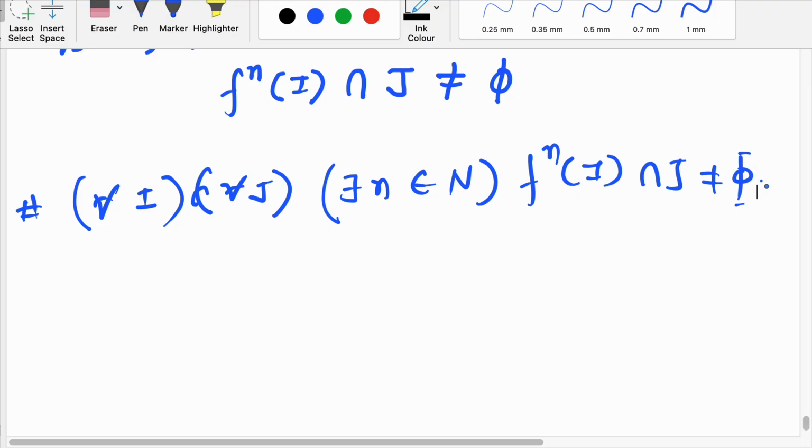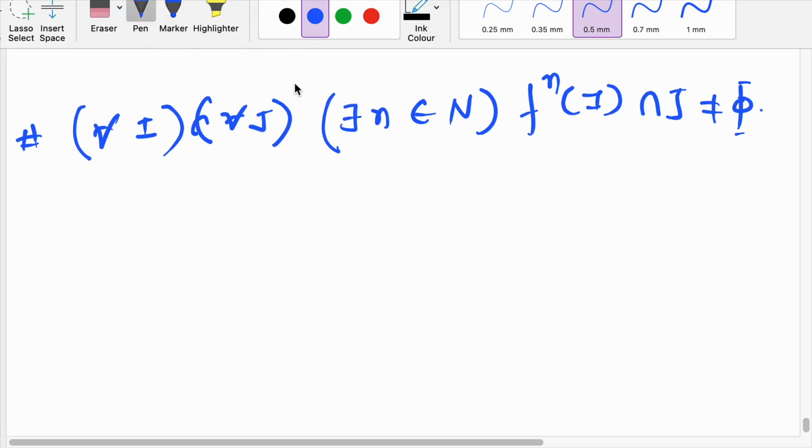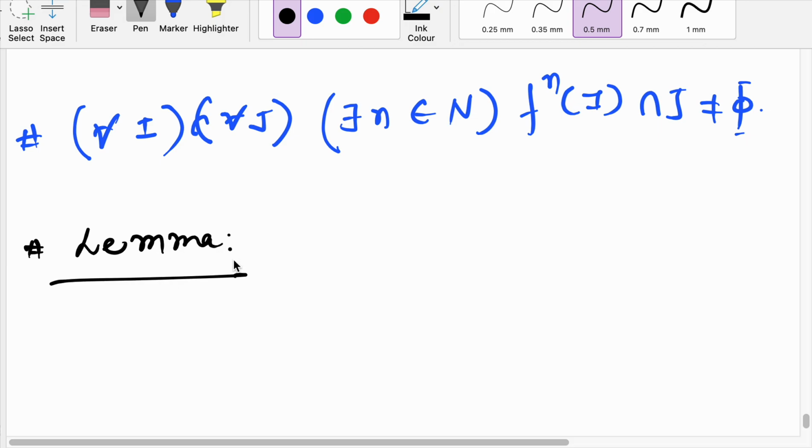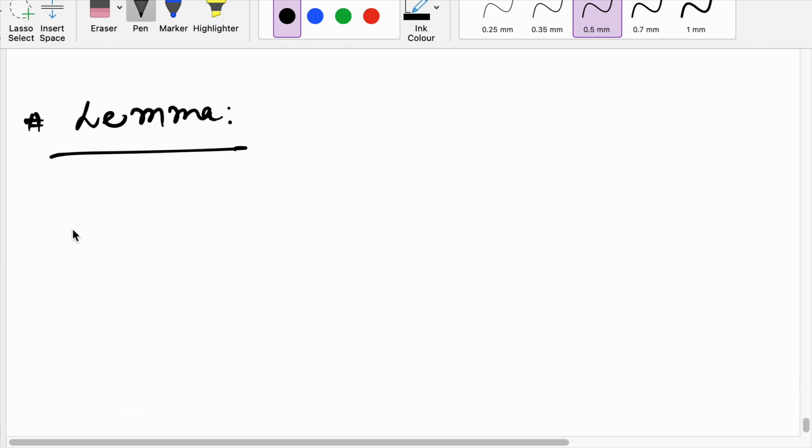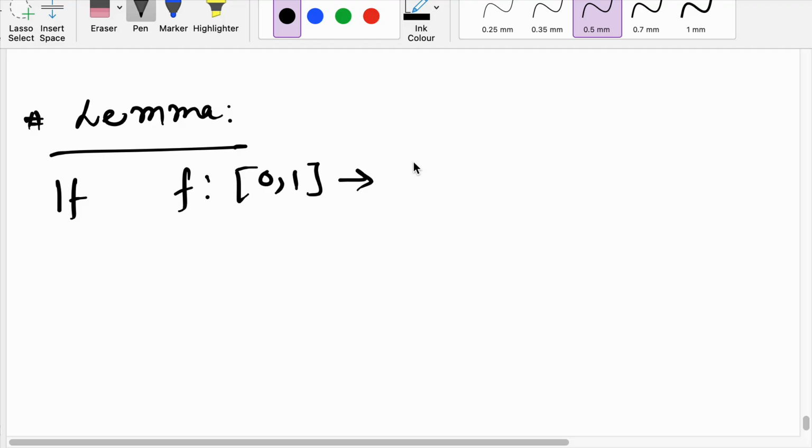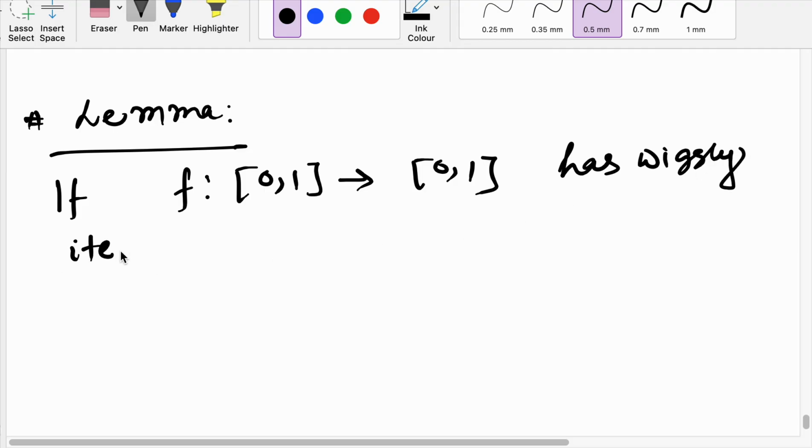We again use the spike lemma. So what do we want to prove? Let me write the lemma. If f from 0 to 1, so this is a compact map, has wiggly iterates, then f is transitive.